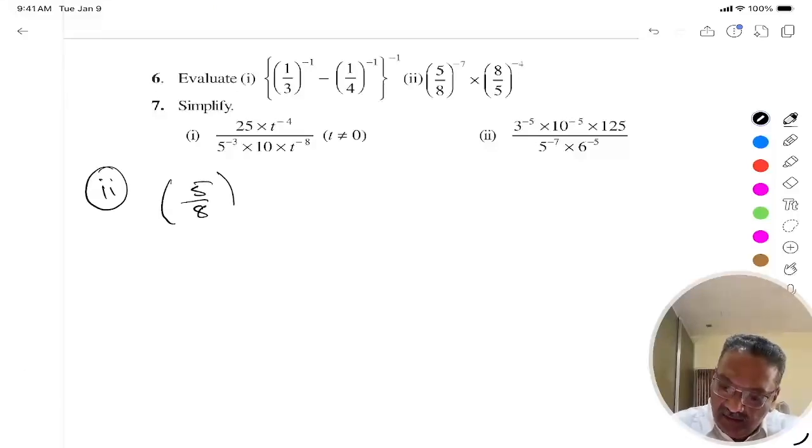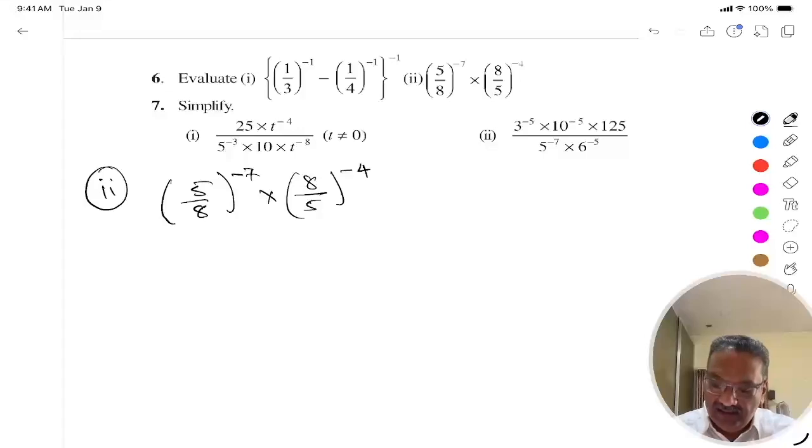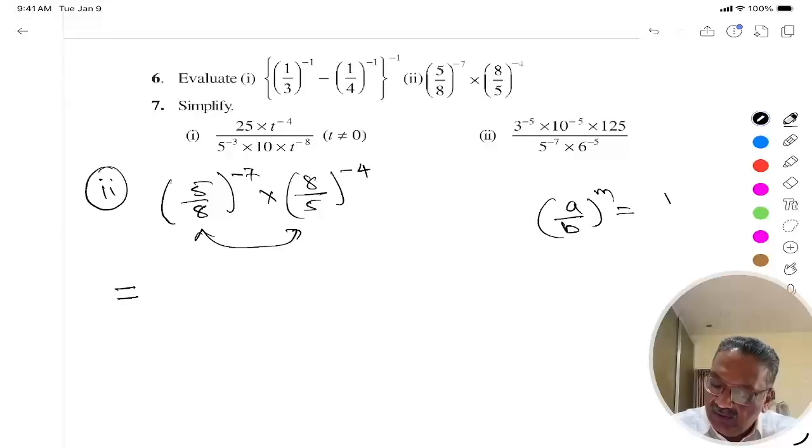Okay. Similarly, let's take the second one. 5 by 8 to the power of minus 7 into 8 by 5 to the power of minus 4. See, here you can see these two are inverses. So we will make them equal. So see, a by b to the power of m is equal to b by a to the power of minus m.